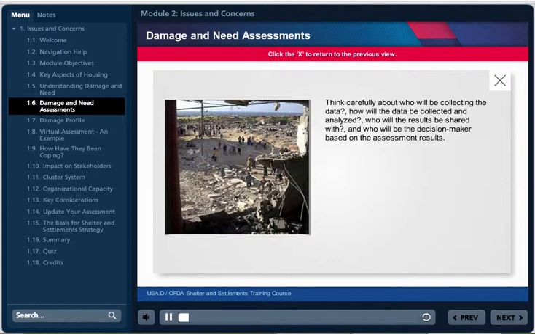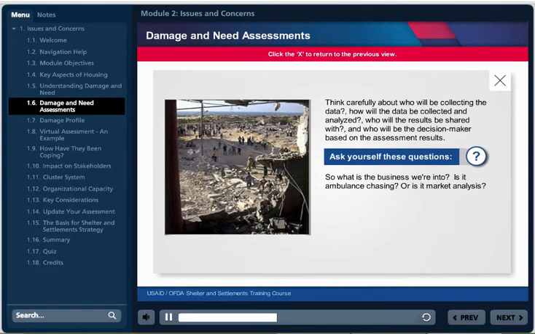Think carefully about who will be collecting the data, how will the data be collected and analyzed, who will the results be shared with, and who will be the decision maker based on the assessment results. So what is the business we're into? Is it ambulance chasing, or is it market analysis?